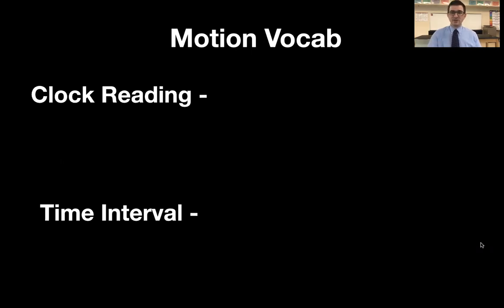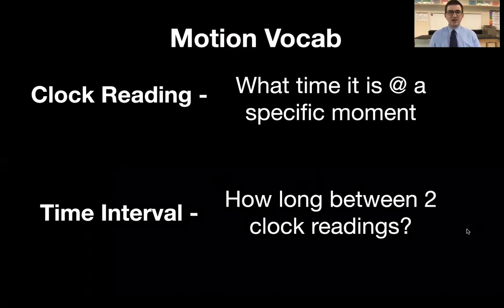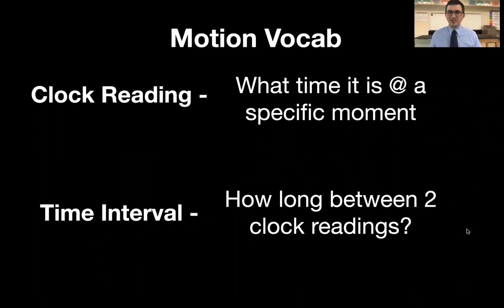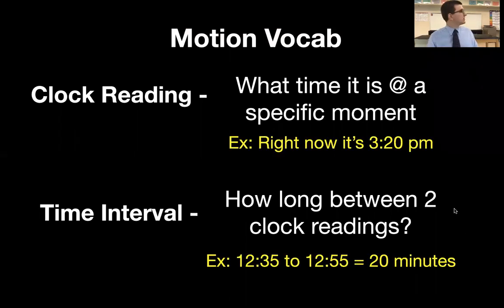So the difference between clock reading and a time interval is a clock reading is if you just look at the clock and you read the time right off the clock. It is whatever time it is at a given specific moment. And then a time interval is how long it is between two different clock readings. So for example, right now, if I look at the clock, it's 3:20 p.m. That is the clock reading from right now. It is the time right now.